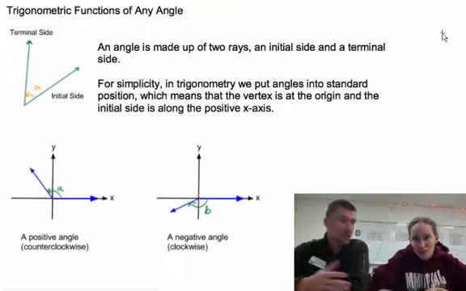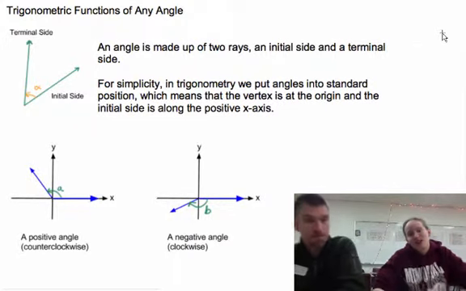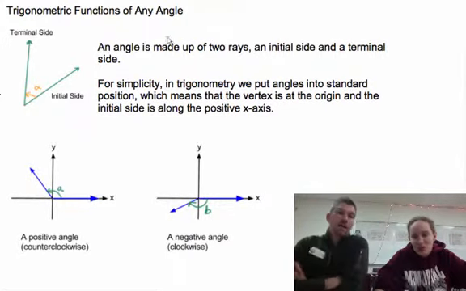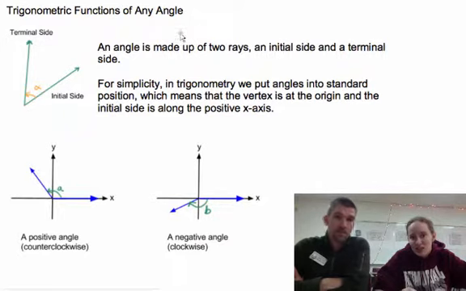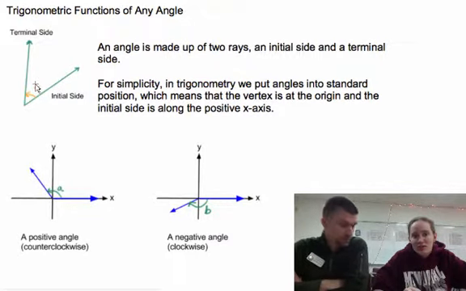Okay. So an angle is made up of two rays, an initial side and a terminal side. That shouldn't be anything new. Initial is where you start, terminal is where you end, just in case you're not sure on that. And here's our initial side. Oh, I'm sorry, that's an alpha. Alpha, yes, alpha.